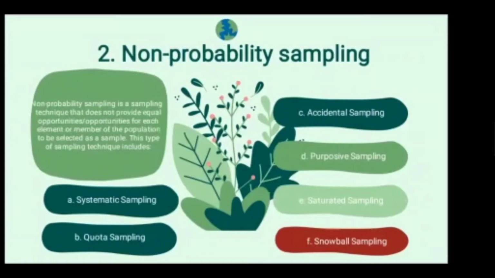Second one is non-probability sampling. Non-probability sampling is a sampling technique that does not provide equal opportunities for each element or member of the population to be selected as a sample. This type of sampling technique includes, the first one is systematic sampling, and then quota sampling, accidental sampling, purposive sampling, saturated sampling, and the last one is snowball sampling.